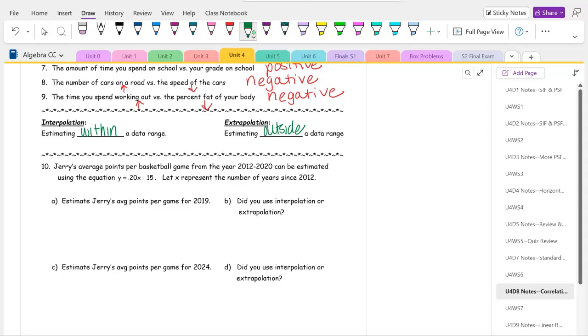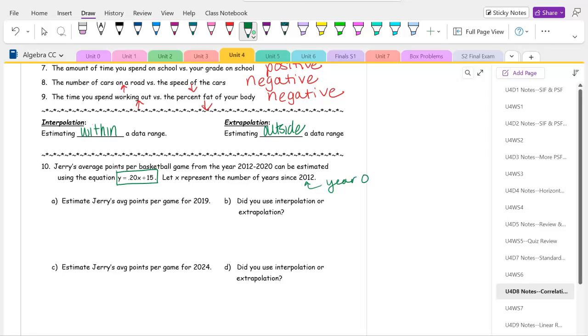Jerry's average points per basketball game for the year 2012 to 2020 can be estimated using this equation right here. Let X represent the number of years since 2012. Estimate Jerry's average points per game for 2019. Okay, so we are comparing to year 2012. This is like our year 0.